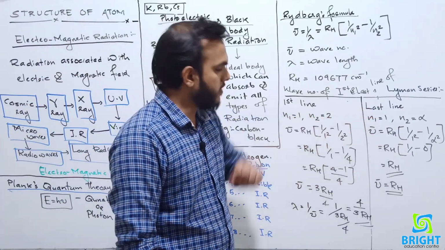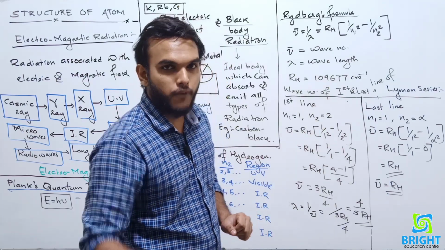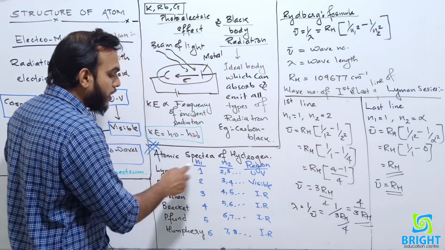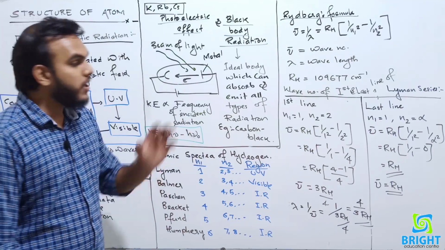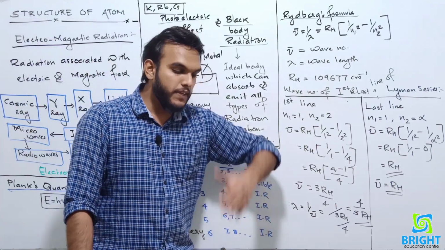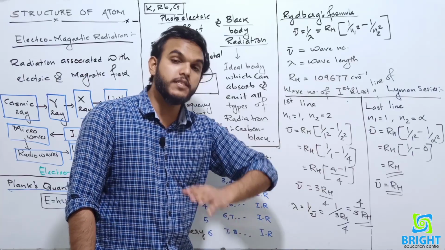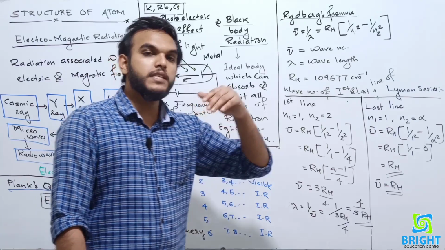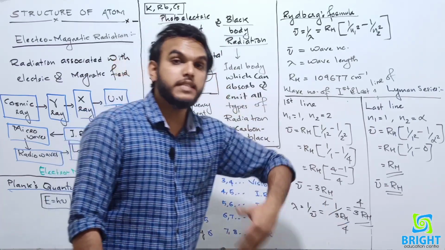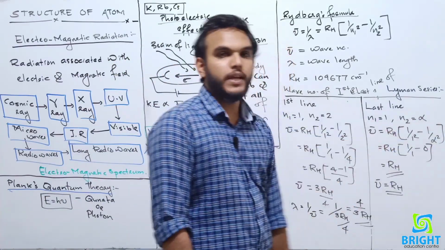Then we are going with the last line. In the case of the last line of the Lyman series, the value of n1 will always be equal to 1. The value of n2 is changing. If it is the first line, it will be equal to 2. If it is the second line, it will be equal to 3. If it is the third line, it will be equal to 4. If it is the last line, n2 will be equal to infinity.